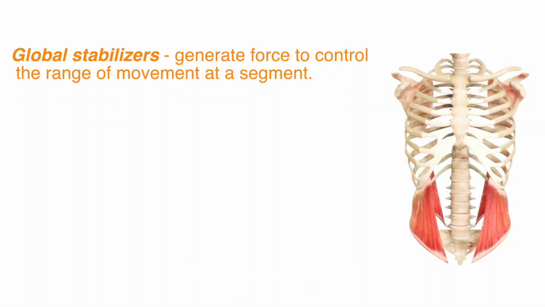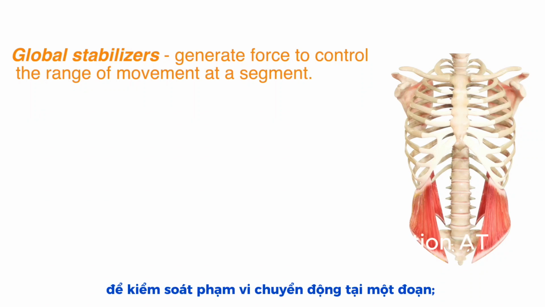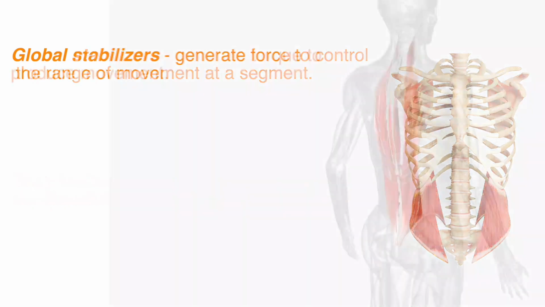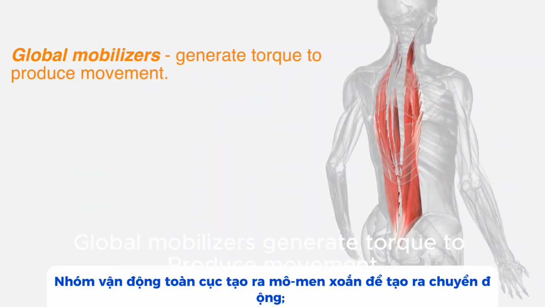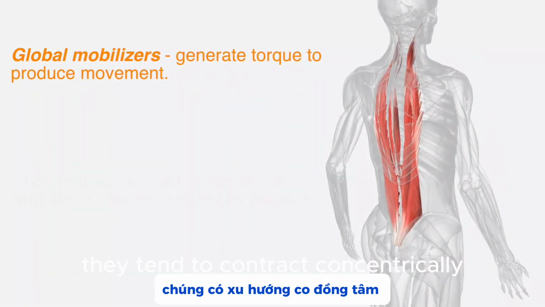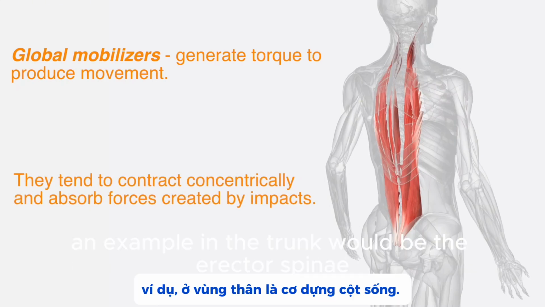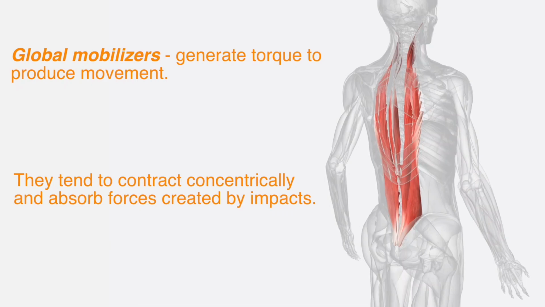Global stabilizers generate force to control the range of motion at a segment. They control mobility and tend to contract for deceleration and rotational control. An example in the trunk would be the internal obliques. Global mobilizers generate torque to produce movement. They tend to contract concentrically and absorb force created by impacts. An example in the trunk would be the erector spinae.